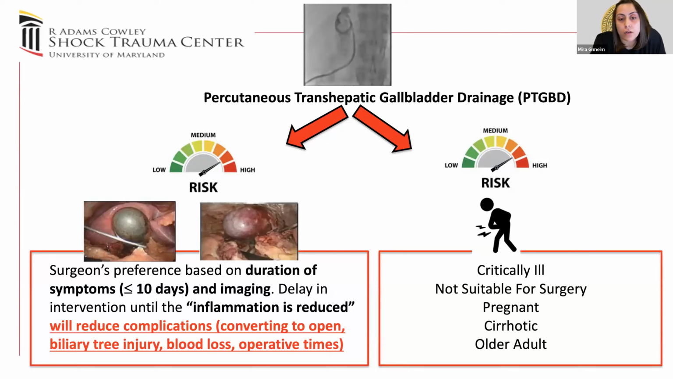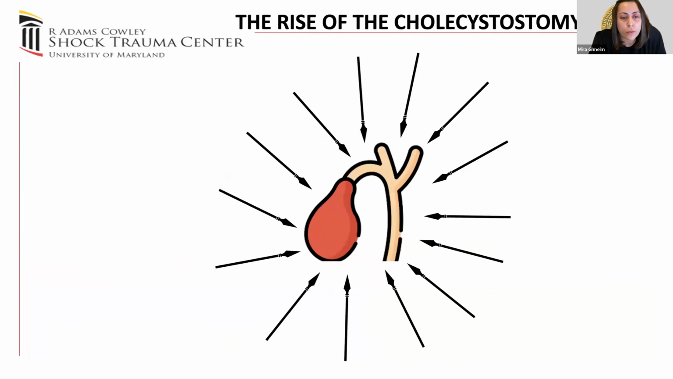And the other group are the actual high-risk patient. So the critically ill patient, they're not suitable for surgery patients, and then pregnant patients, cirrhotics, and older adults. So for a while, I think every gallbladder, or a larger number of gallbladders, were being attacked by cholecystostomy tubes, and there's just more liberal use.